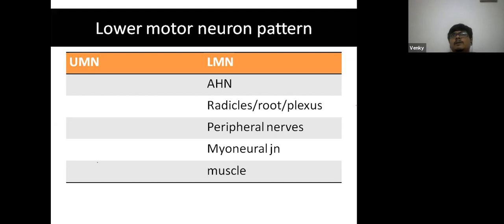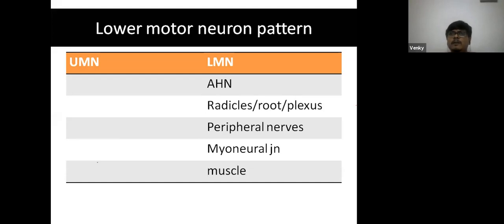Whereas in root and plexus, definitely there will be some pain. If a root is involved, the patient will definitely have pain. Suppose the C5 root is involved, the pain will be distributed along the C5. Sometimes radicals will also have pain. You see in lumbar spondylosis, the patient will get lumbar radicular type of pain. So in radical and root, there will be pain.